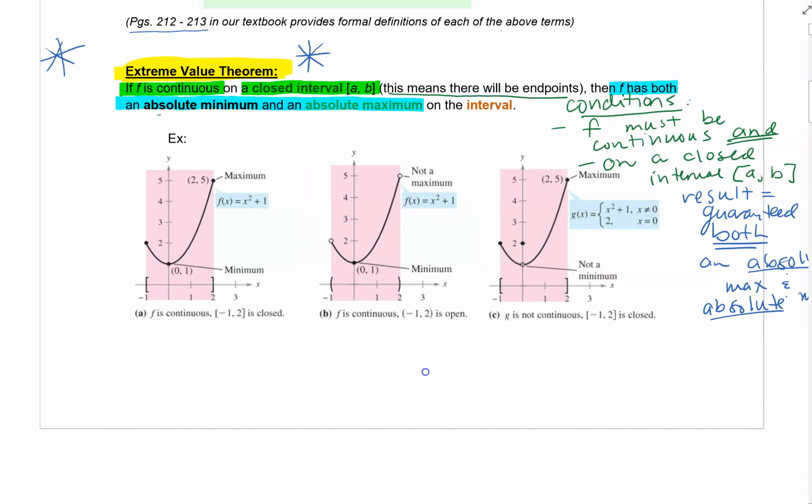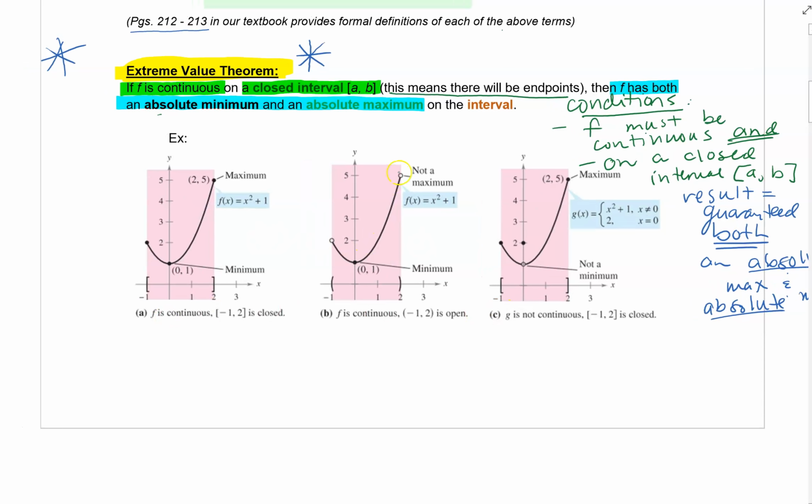So let me just go through these three pictures. These are like three scenarios, same function, by the way, in every scenario. In scenario 1, we can see that f is continuous and on a closed interval. So we can see both of the conditions of this theorem are met. Both conditions met. So what's guaranteed? We have an absolute maximum of 5 and an absolute minimum of 1. Guaranteed, a highest and a lowest on the interval. Okay, in the second scenario, we can see f is continuous.